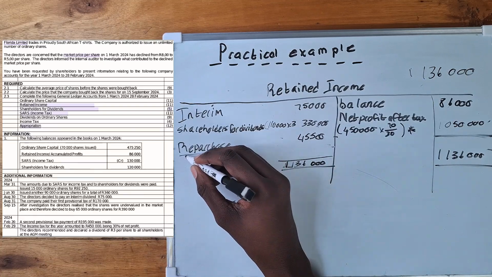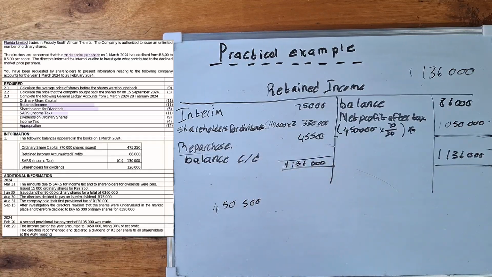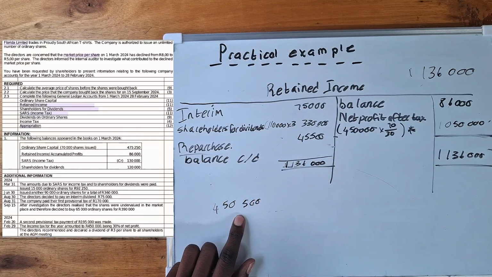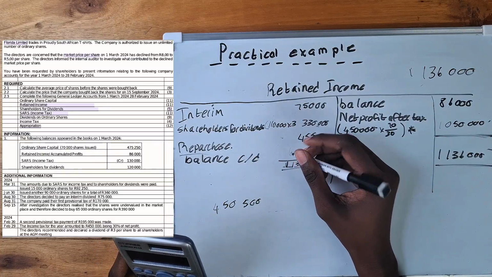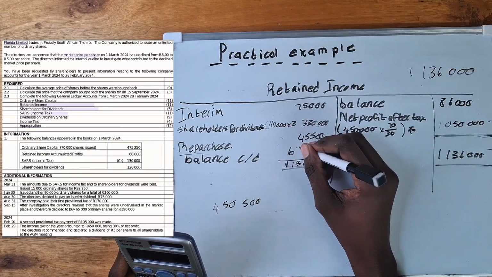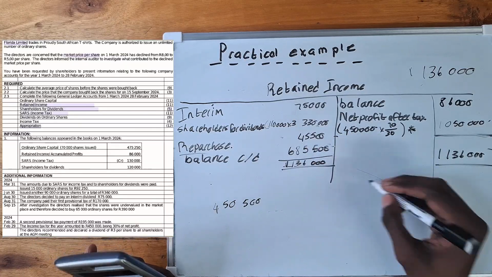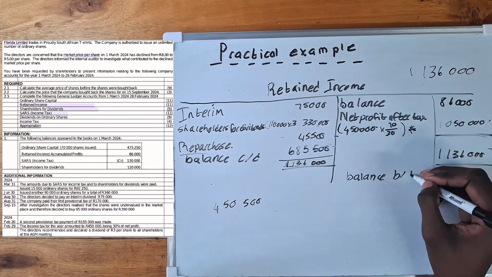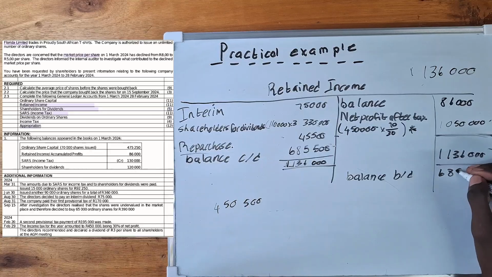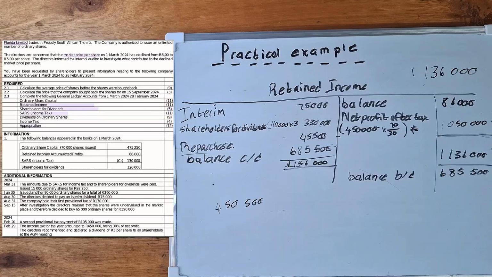So now we're going to say our balance, which we need to carry down, and we're just going to say this amount minus this amount, right? So this should give us 685,500. And remember, you must take it down to here now. So you have your balance brought down, and it is 685,500. And just like that, we have now covered retained income.